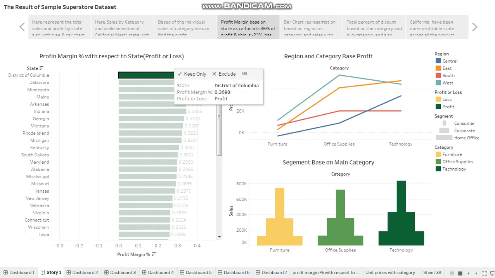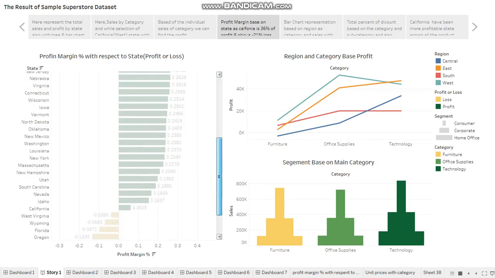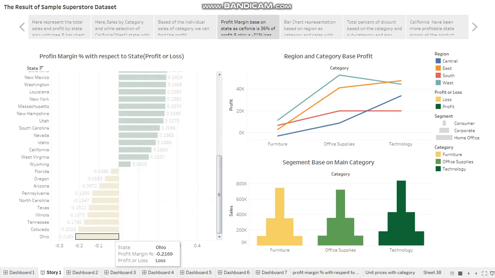This means 36.98% profit is gained over Colombia, and there is a representation of a huge loss, which is Ohio, the state having the huge loss margin.